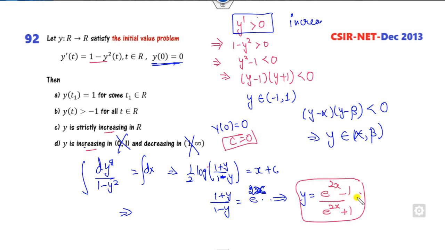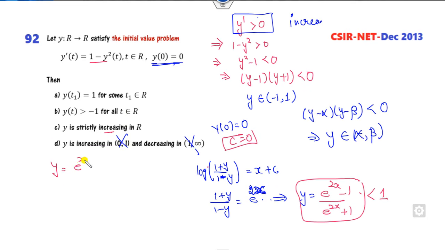Now y of this is 1. When will it be 1? When will it be 2? That is not possible because this value is always less than 1. So I can clear this side here for you. So what is my y? E raised to power 2x minus 1 over e raised to power 2x plus 1, which is always strictly less than 1. So the first option is cancelled out.